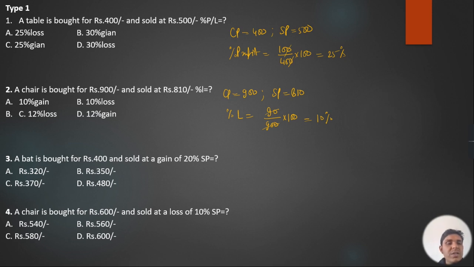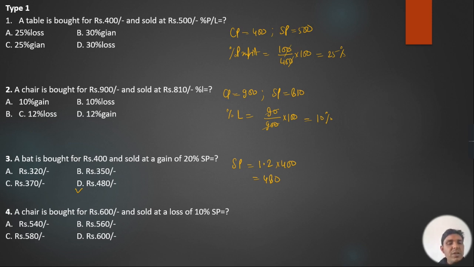Coming to the third question, a bat is bought for rupees 400 and sold at a gain of 20%. Find the selling price. Selling price is nothing but a new value in case of percentage increase. So here the gain is 20%, so we can say that the percentage increase is 20%. So we can write it as 1.2 multiplication factor and multiply by 400. This can be calculated as 480. So the answer of this question will be D, 480.